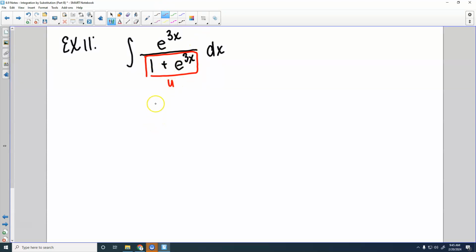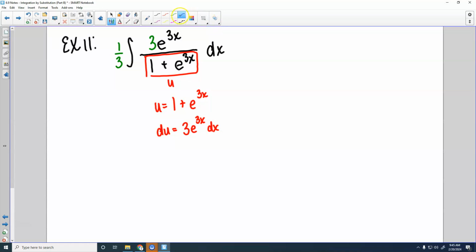So u is 1 plus e to the 3x. All right, what is the derivative of 1 plus e to the 3x? It is 3e to the 3x dx. Now, we already have e to the 3x. It's in the numerator where we want it. We just need the 3 with it. And then that means we have to have a 1/3 out front. Okay?